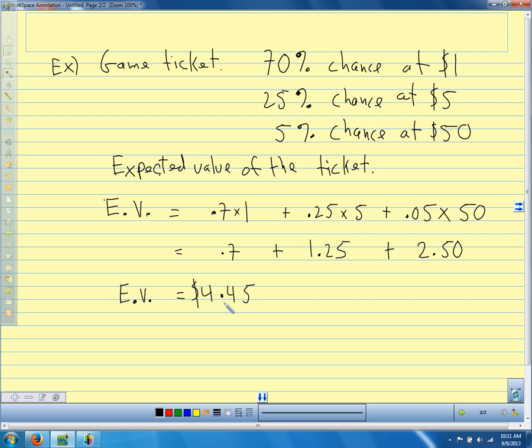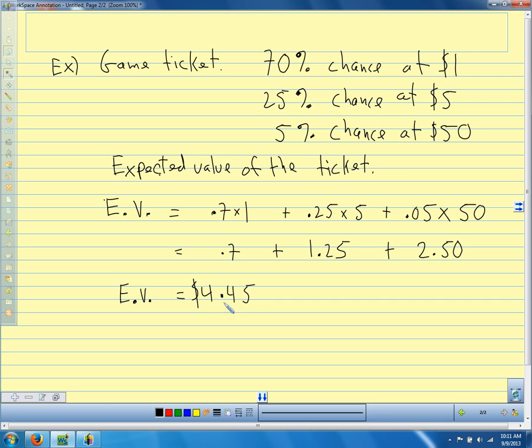Why not? The expected value is less than what you pay. So if you pay $5, you're going to expect to lose 35 cents in the long run every time you play. You might get $4.45 occasionally, but if you play it over and over and over again, you would expect to lose about 35 cents every time you play.